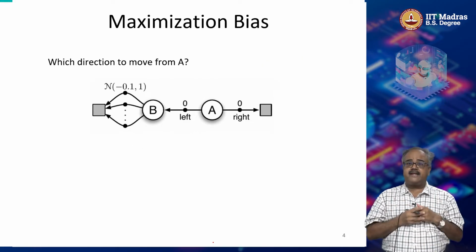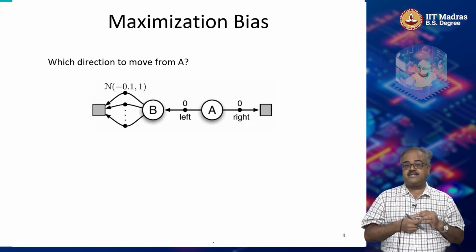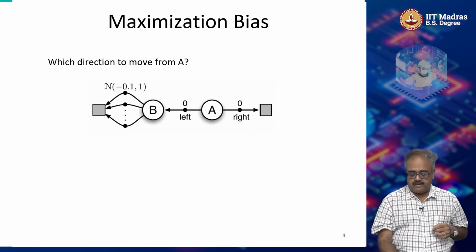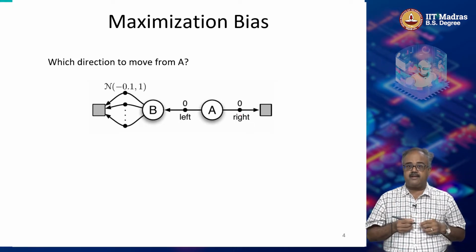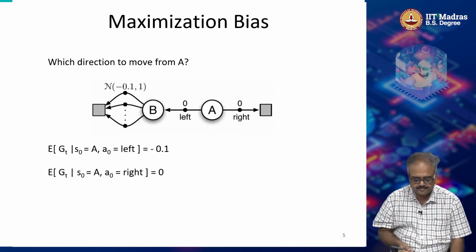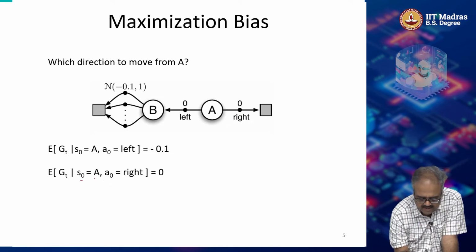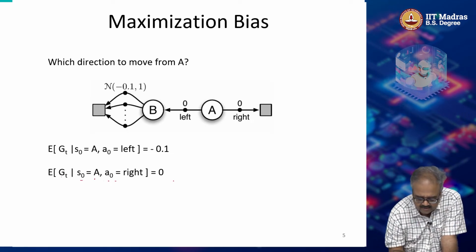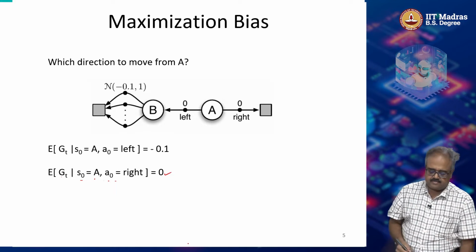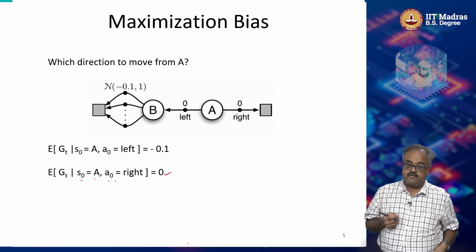So, which direction should you move from A? Think of how you will estimate the values. So, the value for going right will be, what will be Q of A comma right? If S naught is A and A naught is right, the return will always be 0. There is no question about it, correct. The return will always be 0 if I go right.